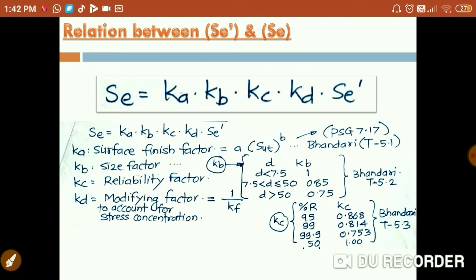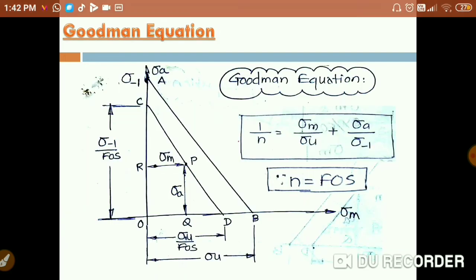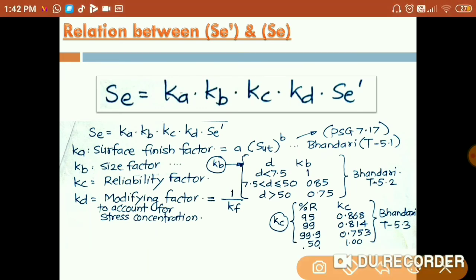And Kd is the modifying factor to account for stress concentration. So Kd is equal to 1 upon Kf, the fatigue stress concentration factor. If you replace Kd here, the endurance limit for the component is Ka, Kb, Kc, and Kd replaced by 1 upon Kf. So Ka, Kb, Kc, Se dash by Kf is going to be the formula. This way we can find the endurance limit for a component from the endurance limit for the specimen.